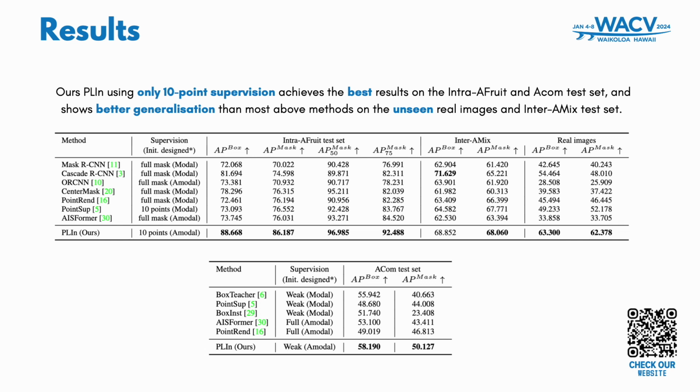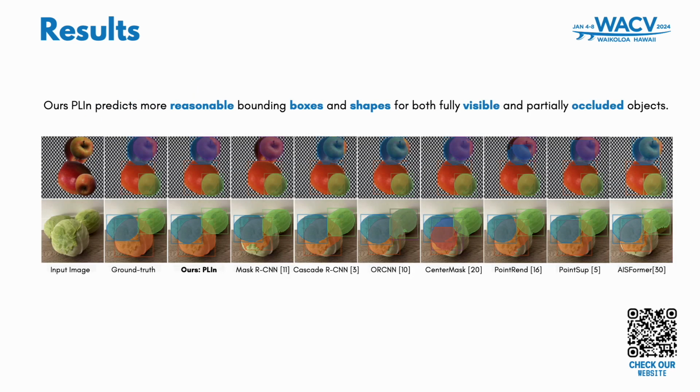Our method also outperforms other methods by a large margin on the real image dataset, proving that our weakly supervised approach has great potential for generalization to real images, where annotation is expensive. Here is a visual comparison of the results on two test images with heavy intra-class occlusion. In the top example, our method predicts more reliable amodal bounding boxes and shapes for the two instances at the top of the image, despite the heavy occlusion between them. In the bottom example, our method predicts more reasonable shapes for the fully visible and partially occluded objects in a realistic image.